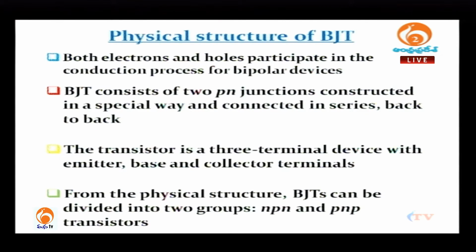Now, the transistors can be PNP type or NPN type, depending upon whether a P type is sandwiched between 2 N types, or an N type is sandwiched between 2 P type semiconductor materials. In the normal course of operation, we connect a forward bias at the emitter base junction and a reverse bias at the collector base junction.